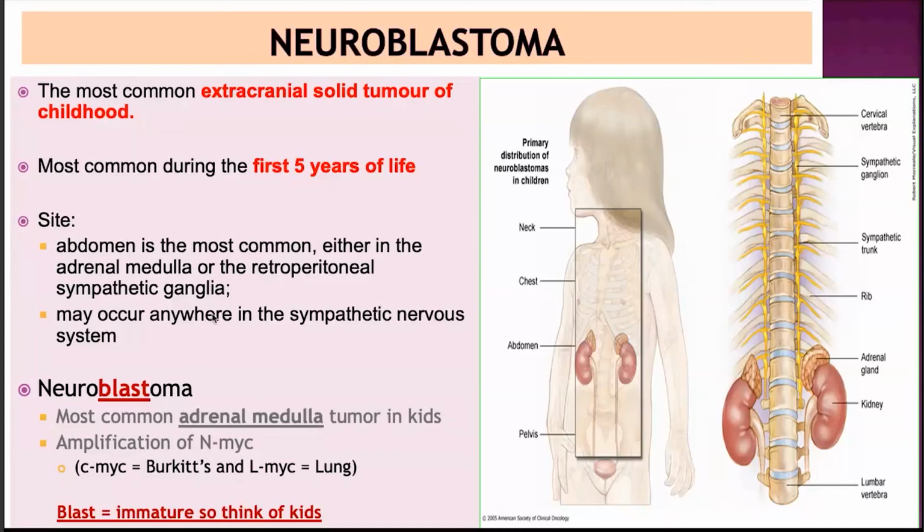Okay. Whenever we use the blast here in the name of the tumor, meaning that it is a immature cells. The tumor contain immature cells. When there is tumor contain immature cells, just think of kids. Most of the time, it happen in the kids. So the tumor that start with the presence of word blast, usually the tumor that involving the kids.